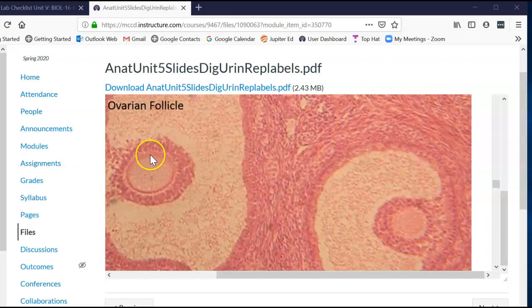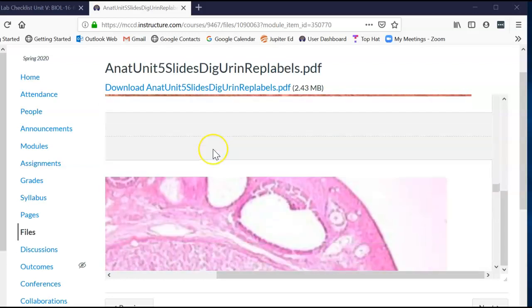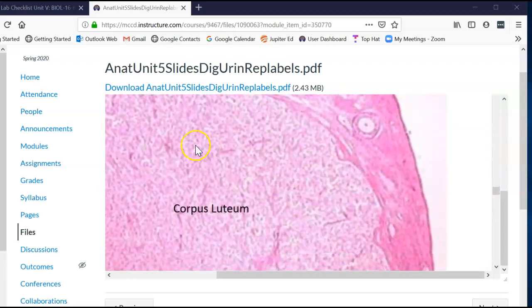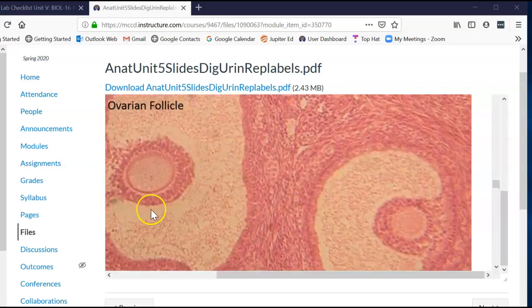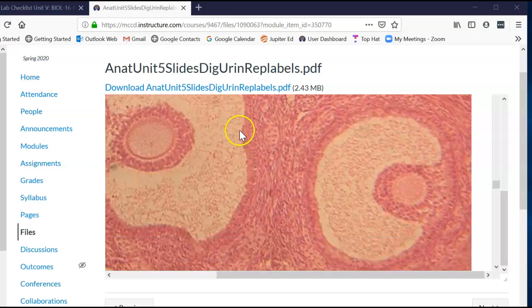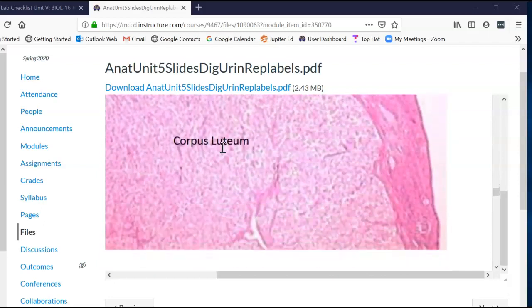Once the ovary has released the oocyte and it's traveling down the oviduct or the fallopian tube, making its way to the uterus, another structure called the corpus luteum is developed from this empty, if you wish, tertiary follicle. And this then is called the corpus luteum, and it fills in with a yellow material.